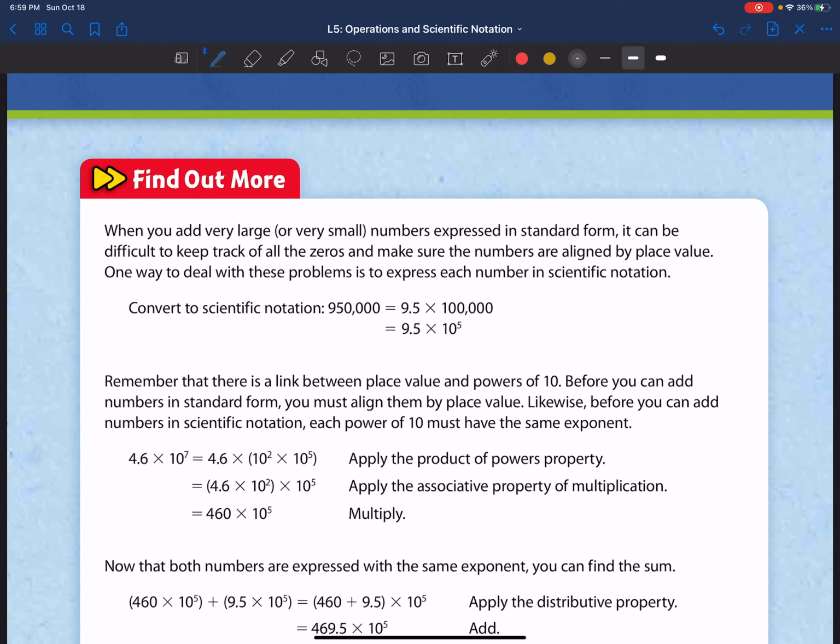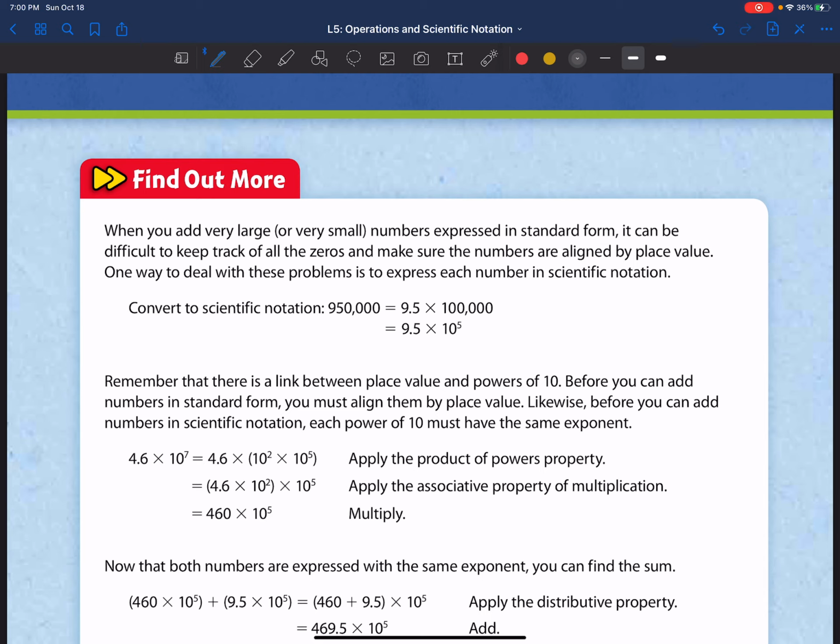So the other way, remember we talked about you have two choices. You could either write both your numbers in standard form, or you can write them both in scientific notation. So you could change 950,000 to scientific notation. So we would have 9.5 times 100,000. 100,000 is the same as 10 to the fifth power. Then we'd go ahead and move on to the next part here.